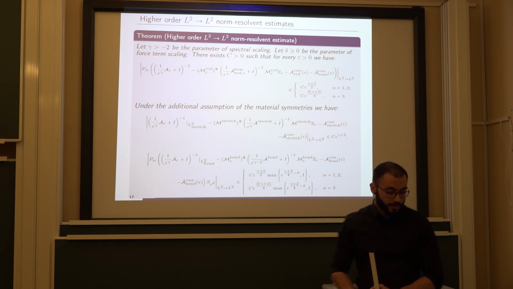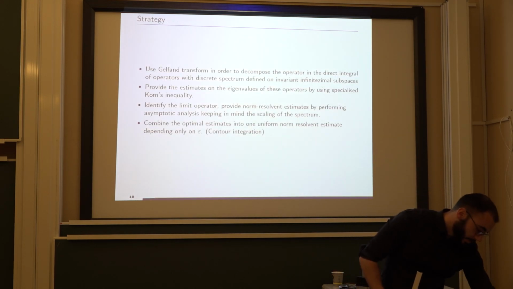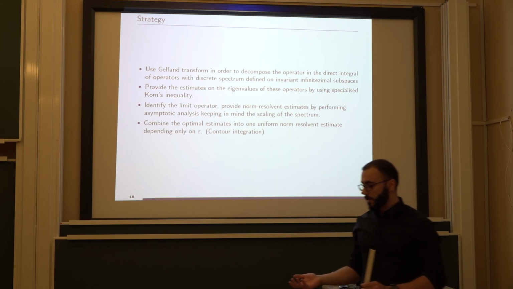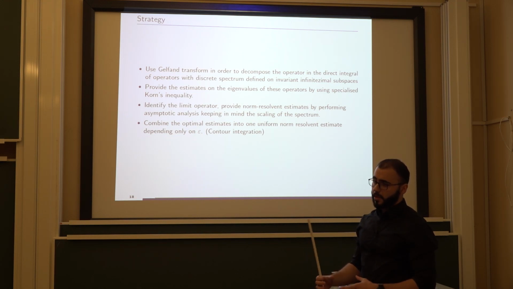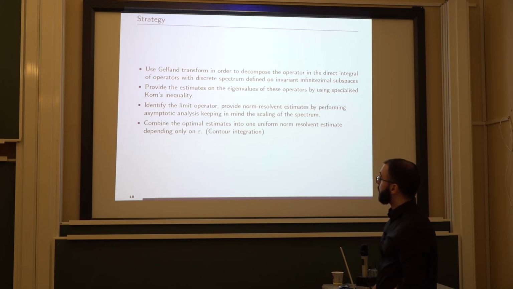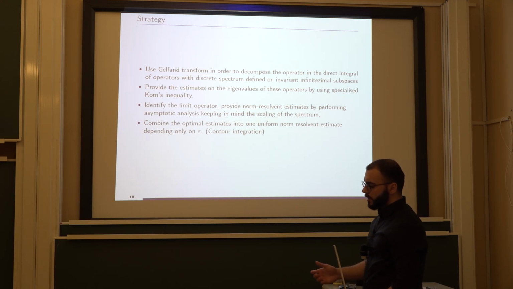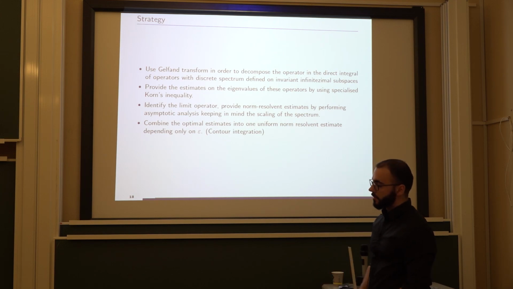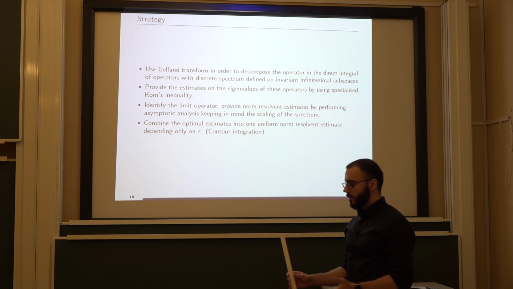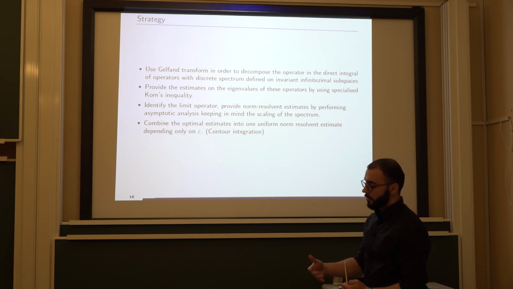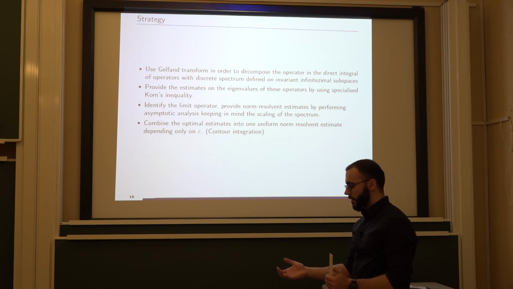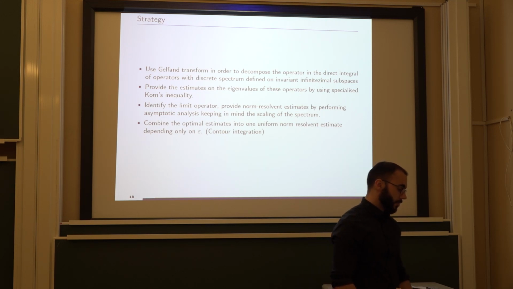Now we will go into the methodology of proofs. Okay, so the strategy is somehow like this. We'll take the Gelfand transform and transform this resolvent problem into a continuous family of resolvent problems posed on a cell. Then we would have a discrete spectrum, and it would be easier to analyze. Then we would provide some a priori estimates of Korn type, because we're dealing with elasticity. And then we would perform this asymptotic procedure for calculating these resolvents. If I have time, I would like to go through this procedure to show you. And at the end, we would combine these estimates into one single estimate by this contour integration, which I will show you at the end.